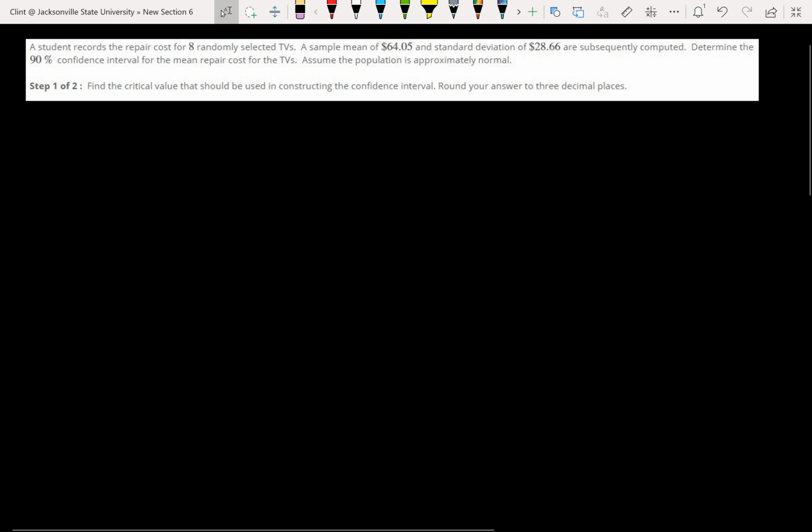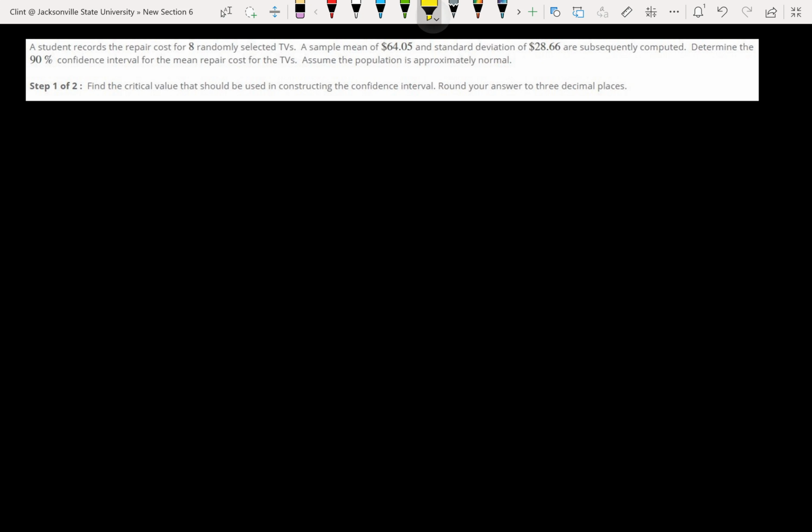So these are really similar to the problems from 8.1. The only difference is that we're using a critical t value instead of a critical z. Okay, so this one says a student records a repair cost for 8 randomly selected TVs, a sample mean of $64.05, and standard deviation of 28.66 are subsequently computed. Determine the 90% confidence interval.